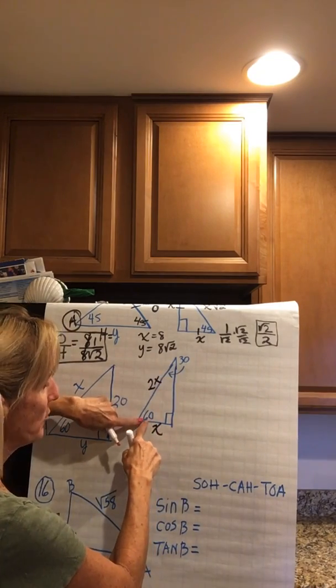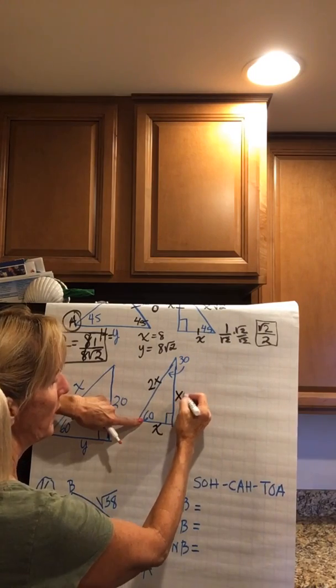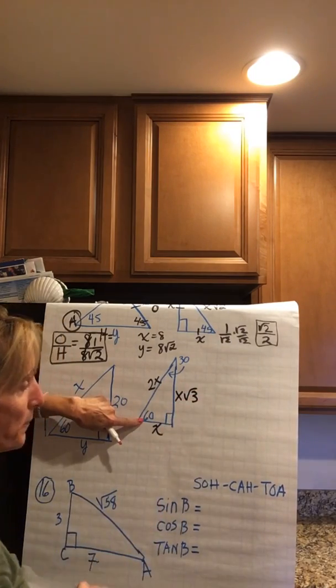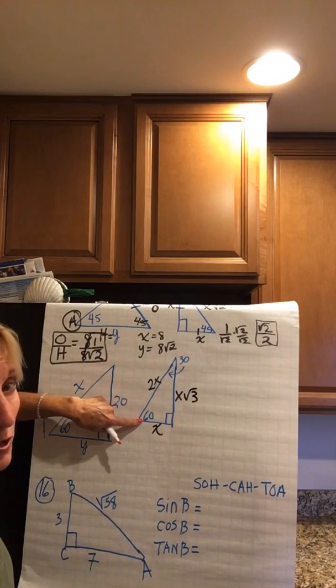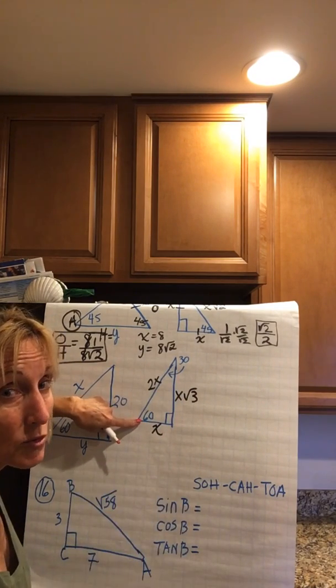And then across from the 60 degrees, you take the smallest side and multiply it by the square root of 3. So those are the rules for a 30-60-90. And we're going to use this a lot. We're going to use it when we create the unit circle.